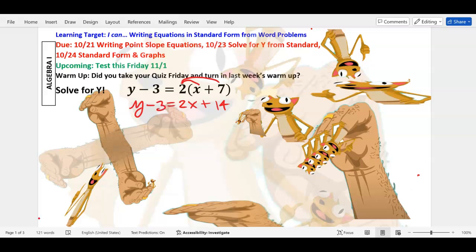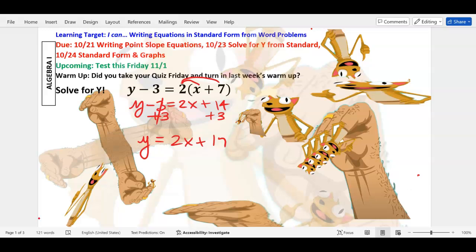Now, to solve for y, our last step will be to get rid of that minus 3, and we're going to add 3 to both sides. If I add 3 on the left, I'm going to also add 3 on the right underneath the constant 14. 14 plus 3 is 17. Okay?